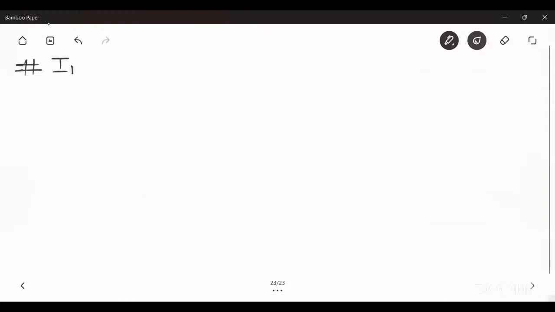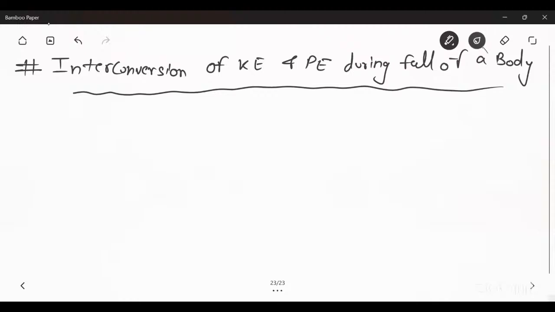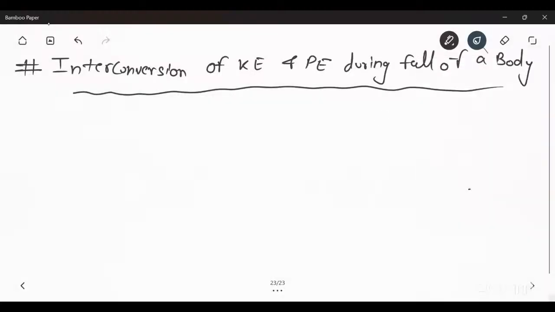This topic is repeated 3 or 4 times in your examination: the interconversion of kinetic energy and potential energy during fall of a body. That was also important from your exam point of view because this topic is repeated 3 to 4 times in your examination.